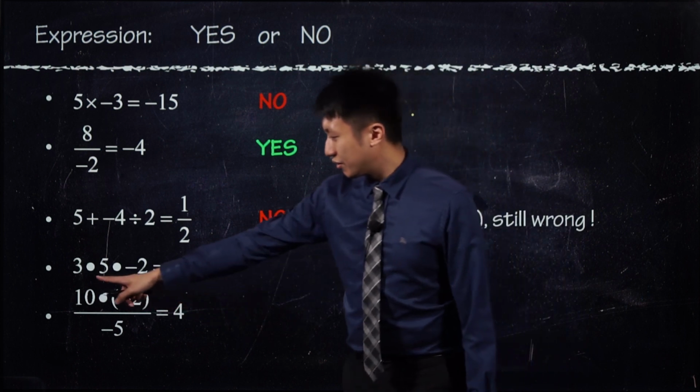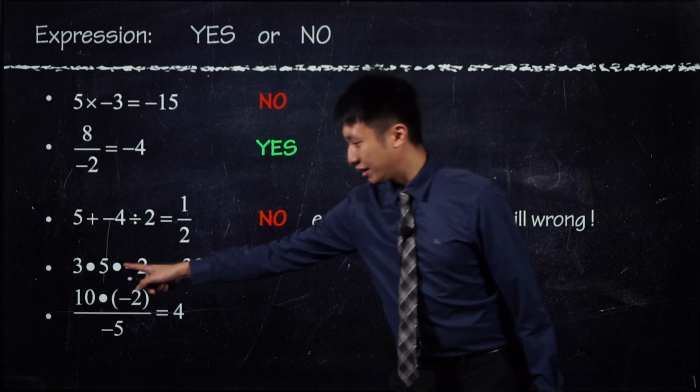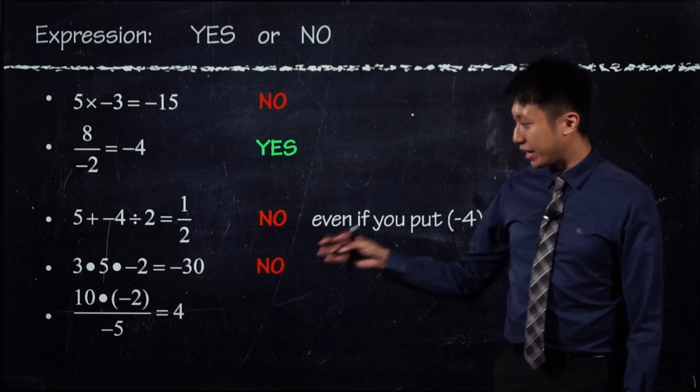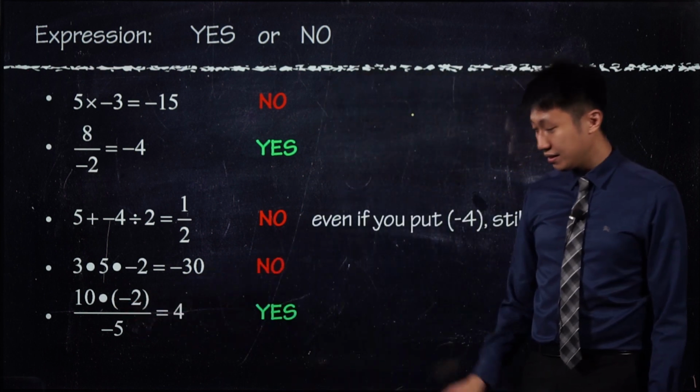Next, 3 times 5 times -2, you can't write this, because you gotta have a bracket here. Then you get the answer, maybe. Then next, this is okay, right? Everything is fine. So yes.